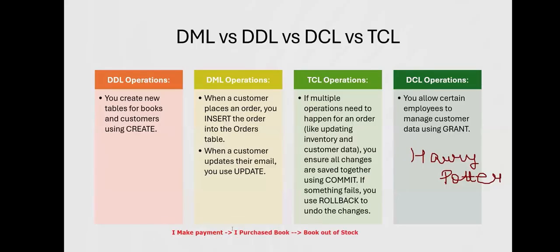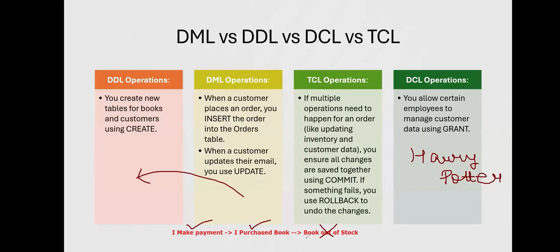Because there is only one book, I make payment, I purchase the book, and it goes out of stock. The transaction is clear to all. Now, let us say only this part is successful, and this part is not successful. What will happen? I made the payment, I purchased the book, I go back with my book.